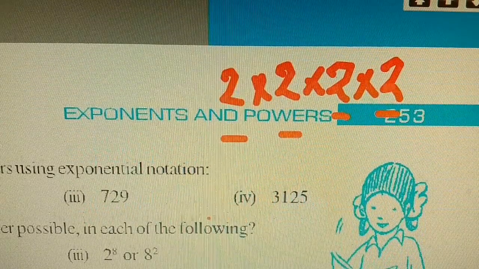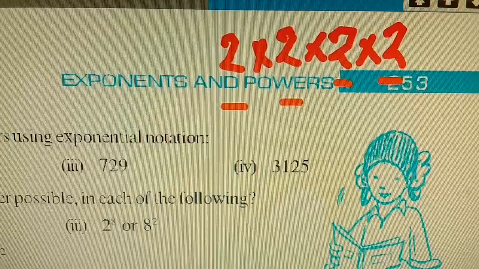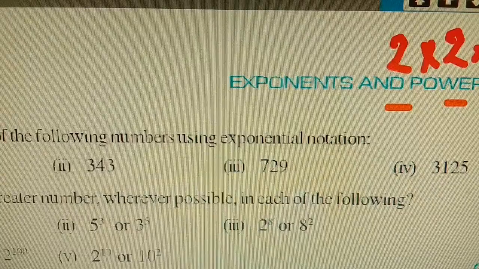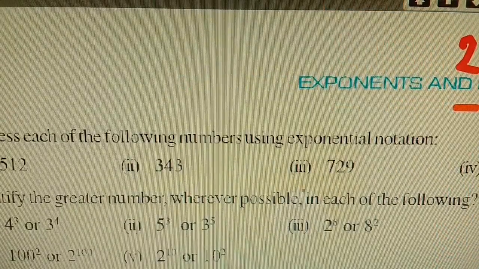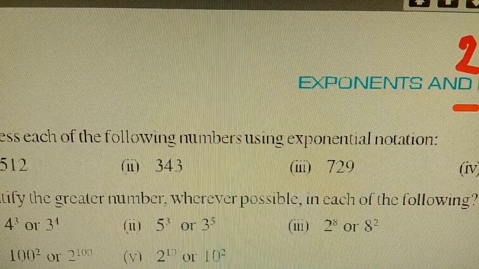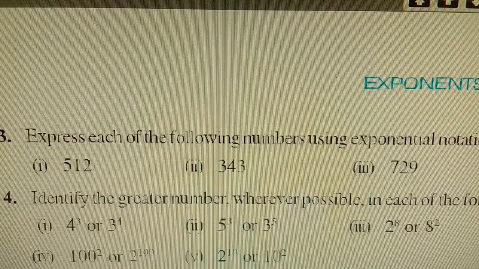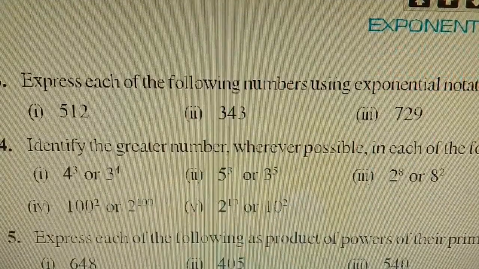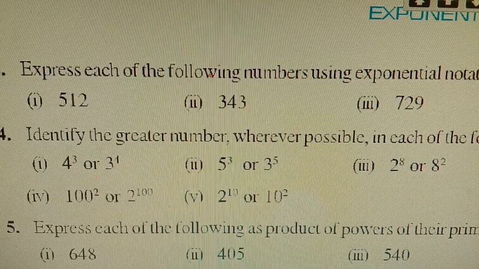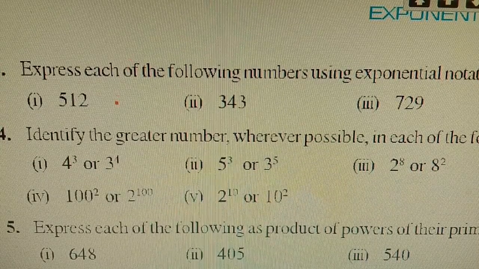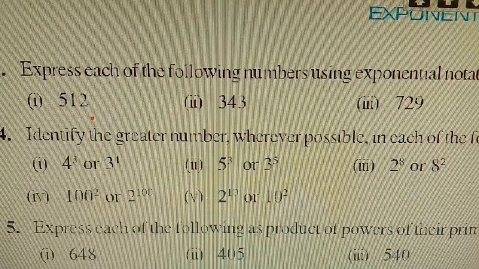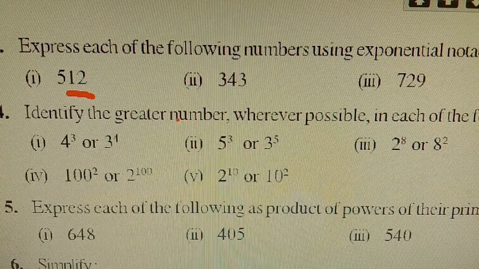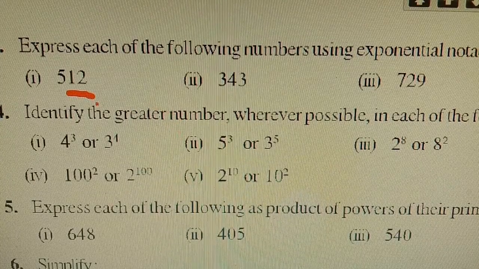Now the next questions. Write these numbers in exponential form by using prime factors. Express each of the following numbers using exponential form. So for that we find the prime factors of these numbers by using prime factorization. We can find the product of prime factors. That way you write this number. Then we can convert it into exponential form. So the first question, listen, 500.